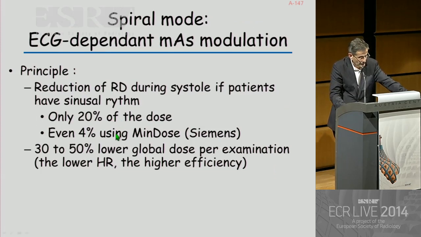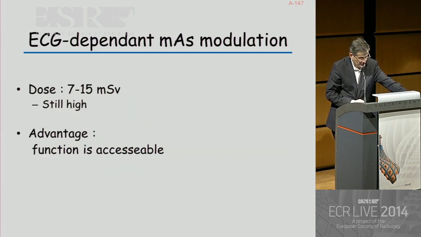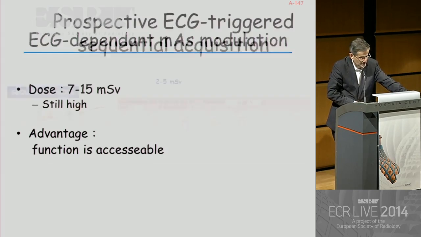Note that in some manufacturers, here Siemens, you can go down to 4% using mean dose systems. And globally, this system was able to reduce the dose by a factor of 30 to 50%, and the lower the heart rate, the higher the efficiency in terms of reduction of dose. This is why beta blockers were also useful to reduce radiation dose. But with this spiral retrospective mode, the level of dose was still considered high, between 7 and 15 millisieverts, but an advantage is that function is accessible.